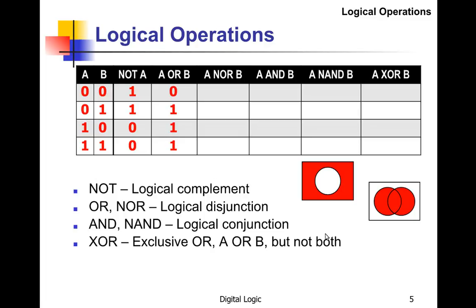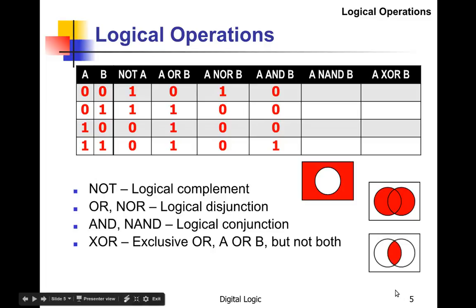So that's A or B. A NOR B is actually just the opposite, or the not, of A or B. And then A and B means it has to be in A and in B to be true. So if you were here in A or here in B, you'd have to actually be in this little lens-shaped region to be in both A and B.